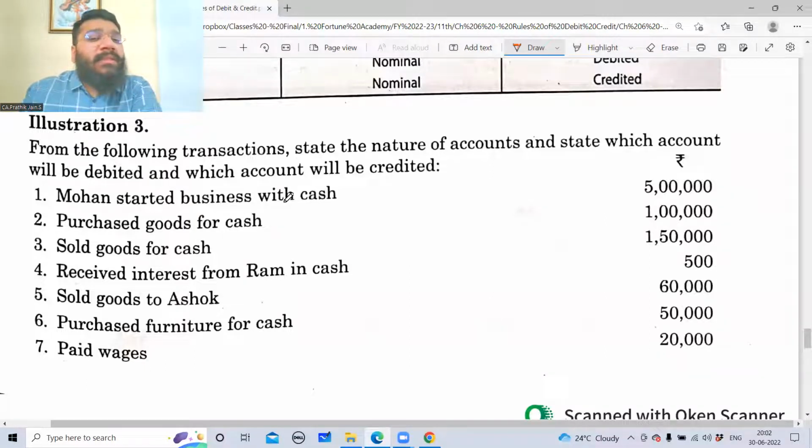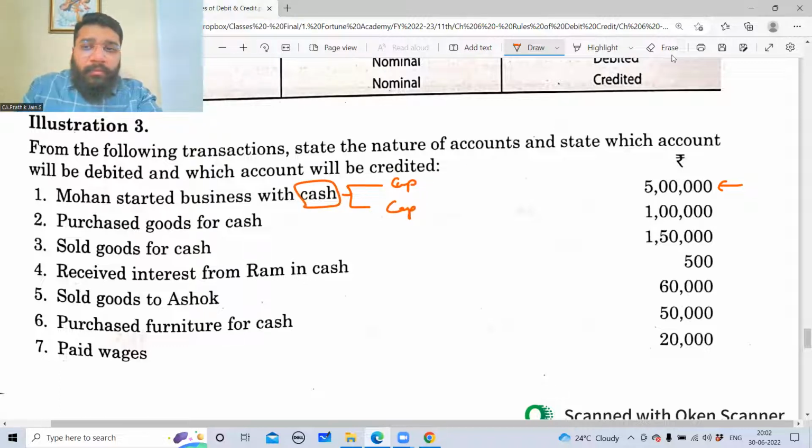Mohan started business with cash. So first of all, is this a business financial transaction? Yes. Second, it is measurable in terms of money because it has a monetary value. So now you have to identify which two accounts are affected. Capital account and cash. Capital, what is the nature? Liability quadrant, nature is liability.